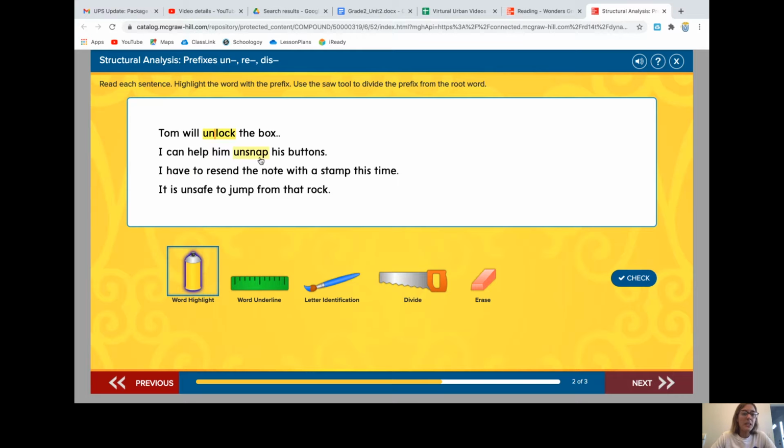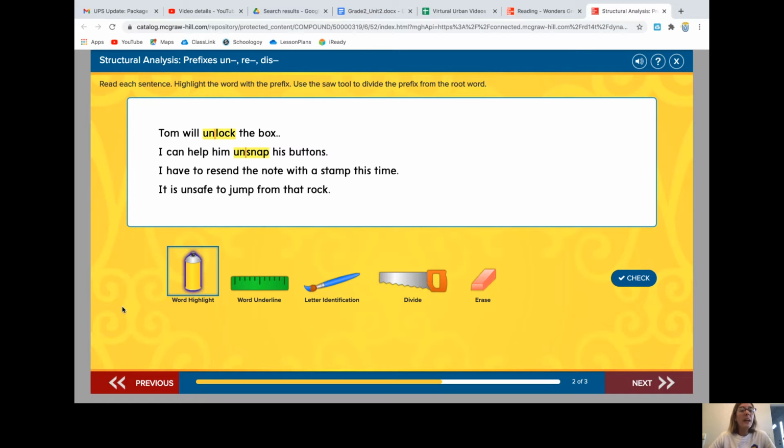I can help him unsnap his buttons. What is the word with the prefix? Unsnap. Very good. Let's write unsnap down. What is the prefix and what is the root word? Prefix is un, snap is the root word. And again, unsnap, just like unlock, it's the opposite of it. He's going to undo the snap, okay? It doesn't mean he's not going to snap. It means he's going to undo the snap. He's going to remove the snap, okay?